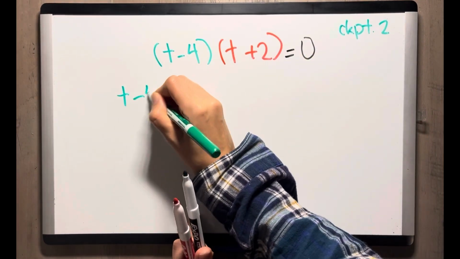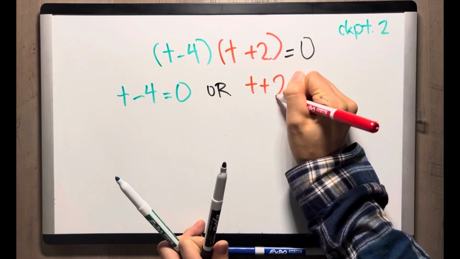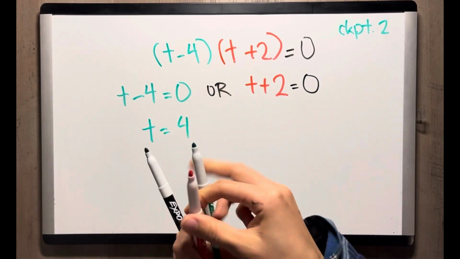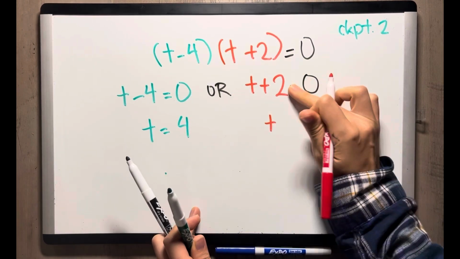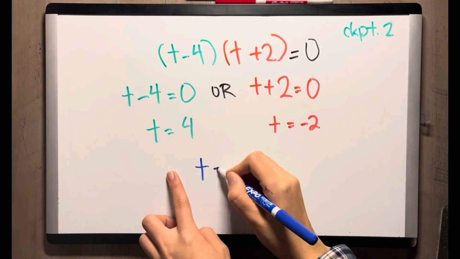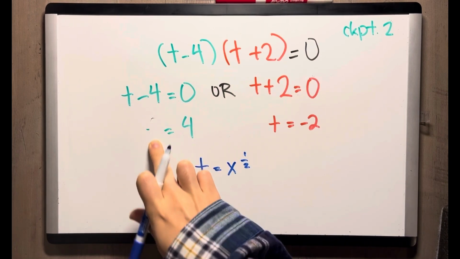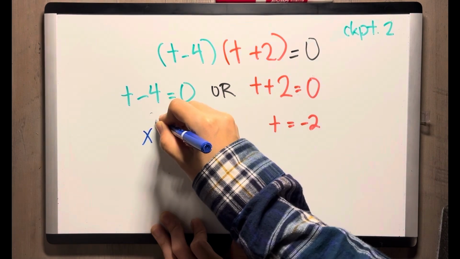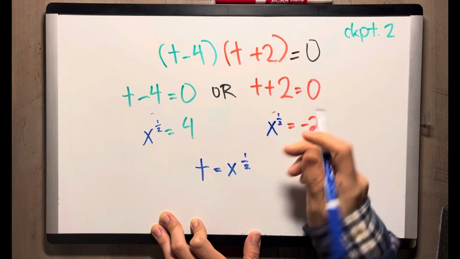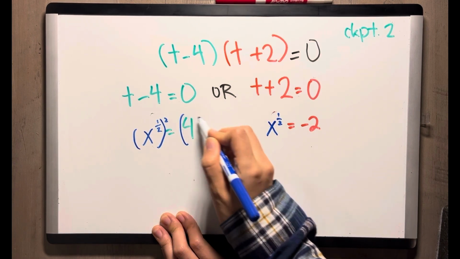Now let's set both factors to 0. Then let's solve for t. On the left side we get t equals 4, and on the right side we get t equals negative 2. We're not done yet. Remember, we are solving for x, not t. And also remember that t equals x to the 1/2 power. Replace all t's back with x to the 1/2 power. Then square both sides to isolate x.